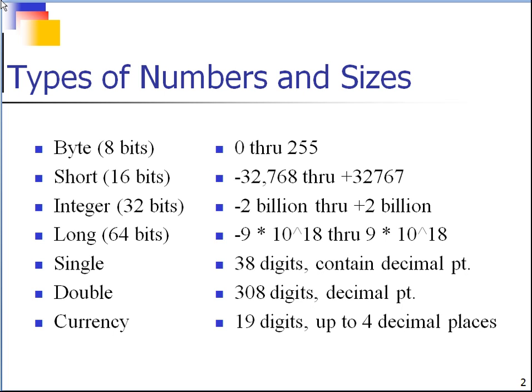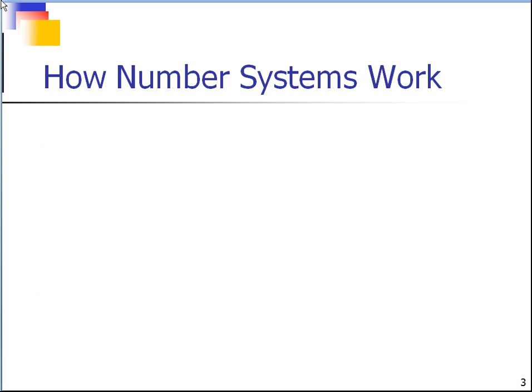That's really big. As far as I know, single allows you to have 38 digits, but the significance and the difference is you can have decimal places with the single type of number. Double, 308 digits, also with decimal positions. And currency is 19 digits and up to 4 decimal places. I could not find this written about in your book, so I'm assuming that's correct, but it might have changed.